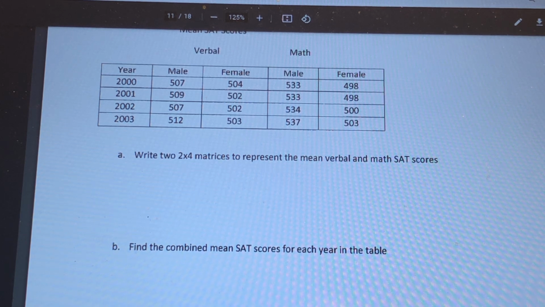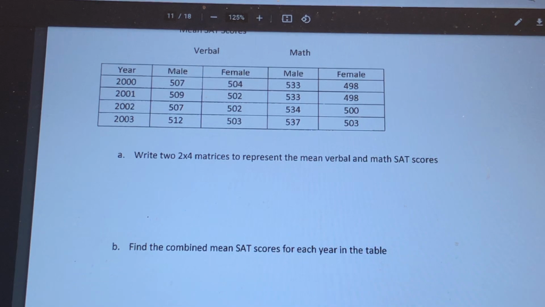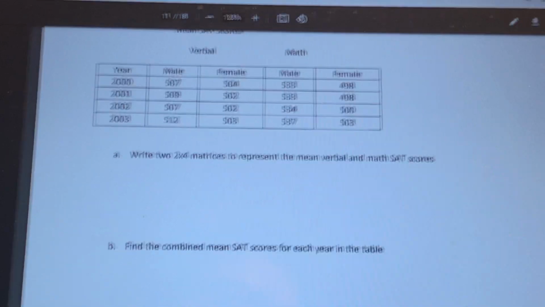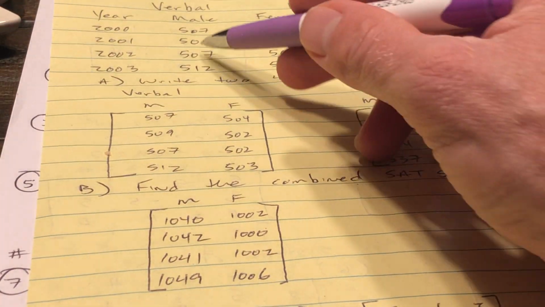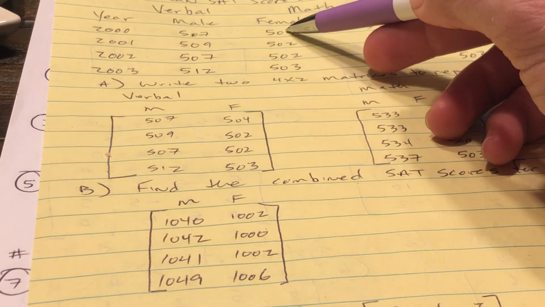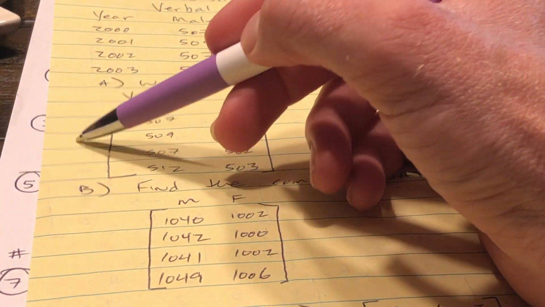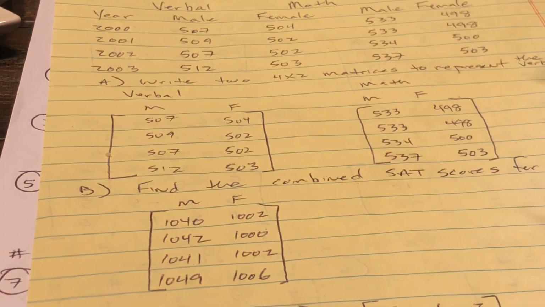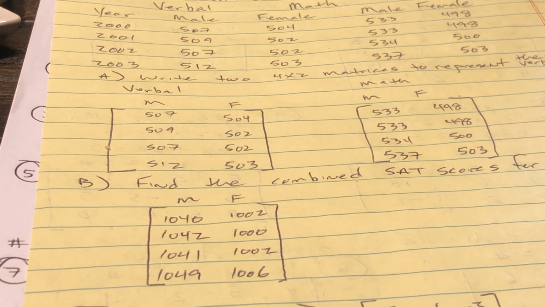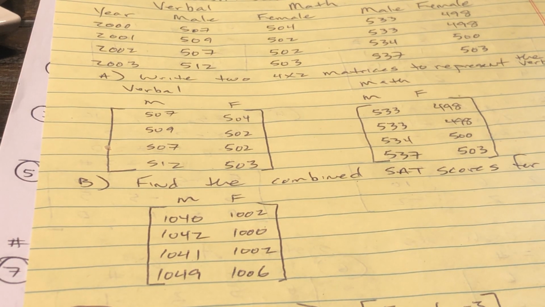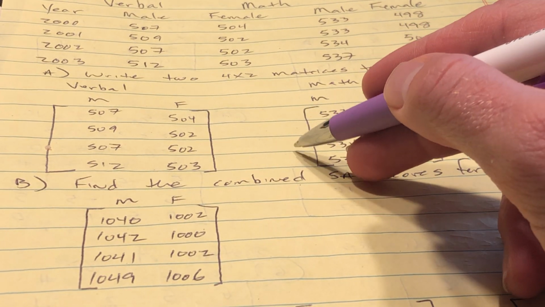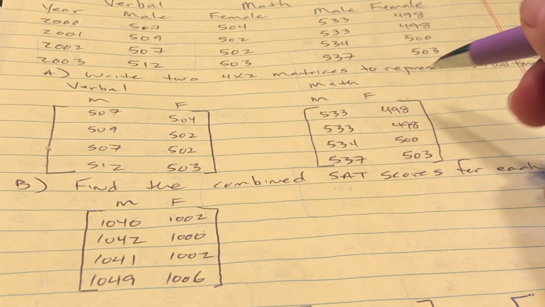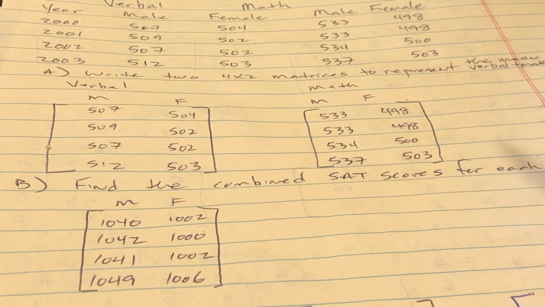Write two 4 by 2 matrices to represent the mean of verbal and math scores. All right, so here we go. First one is going to be verbal, male, female. You're just going to rewrite these numbers. And that is a 1, 2, 3, 4 by 2. It's got to be a 4 by something. It's 4 years. So I made a typo. And then here's math, 2001, 02, 03. Male, female.